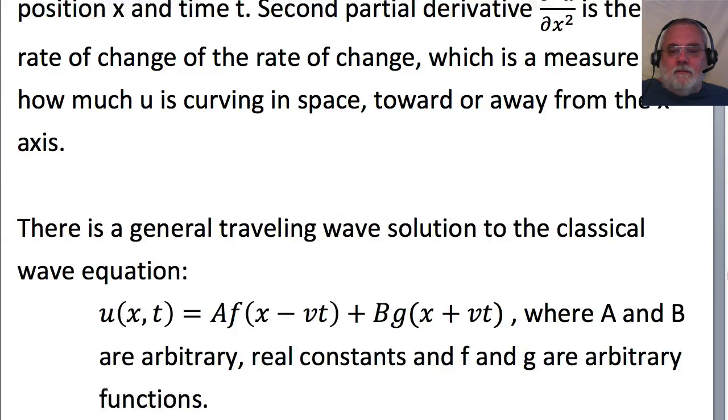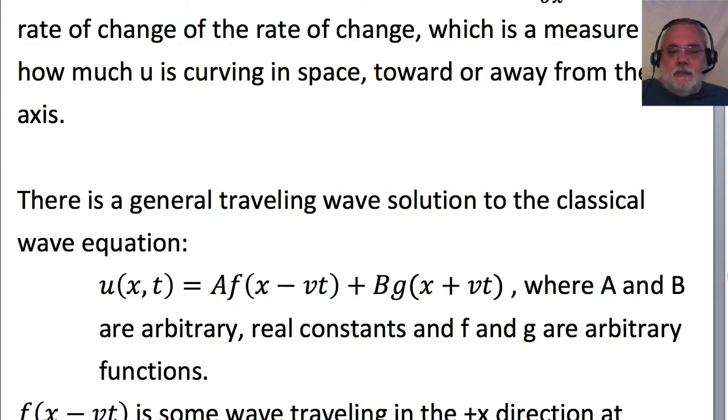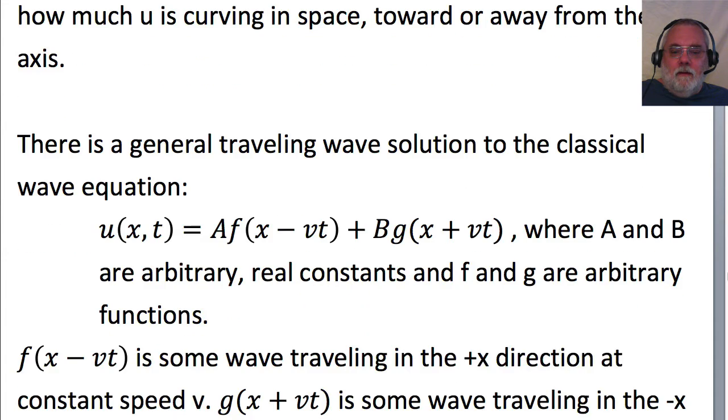There is a general traveling wave solution to the classical wave equation. u of x and t is some constant a, an arbitrary real constant, times some function f, an arbitrary function of x minus vt, plus constant b times arbitrary function g of x plus vt. f of x minus vt is some wave traveling in the plus x direction at constant speed v. g of x plus vt is some wave traveling in the minus x direction at constant speed v.